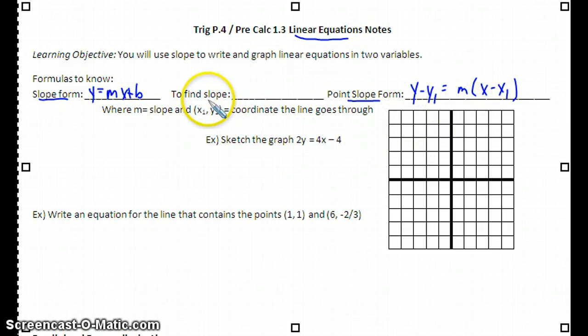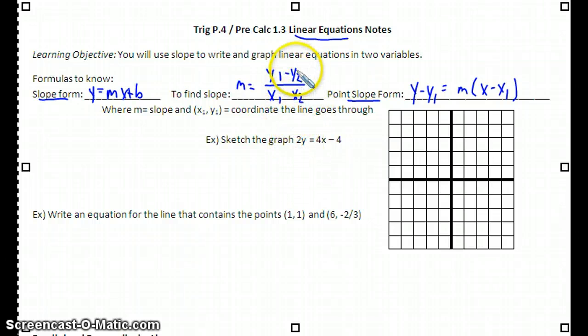So we also need to know a formula to be able to find the slope, and that is where you subtract the two y values and subtract the two x values. Now sometimes you'll see it written as y sub 2 minus y sub 1 over x sub 2 minus x sub 1. It doesn't matter as long as you're subtracting them in the same order. So it doesn't matter whether y sub 1 or y sub 2 comes first.